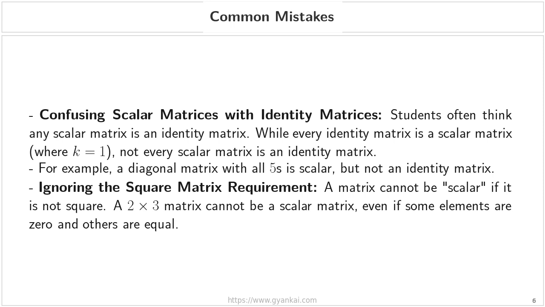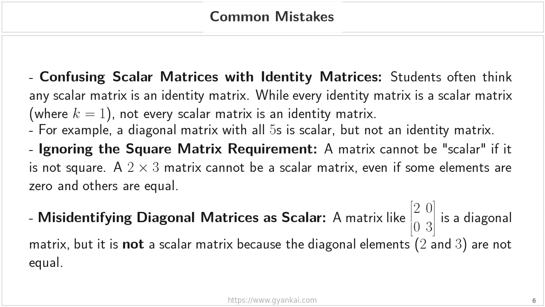Second, do not ignore the square matrix requirement. As we emphasized in our step-by-step identification process, a matrix must be square to be classified as a scalar matrix. If you are looking at a matrix with 2 rows and 3 columns, it cannot be a scalar matrix, even if some of the elements are 0 and others are equal.